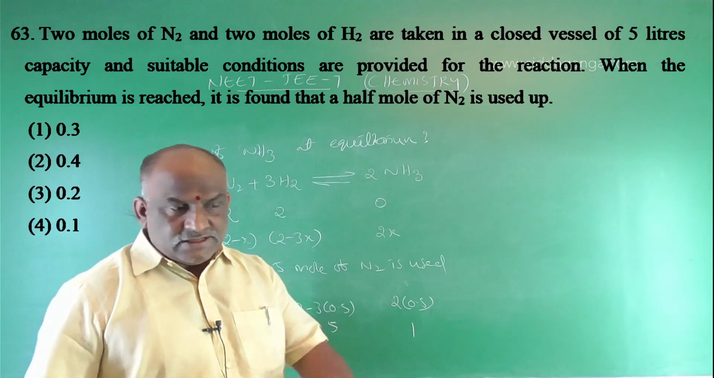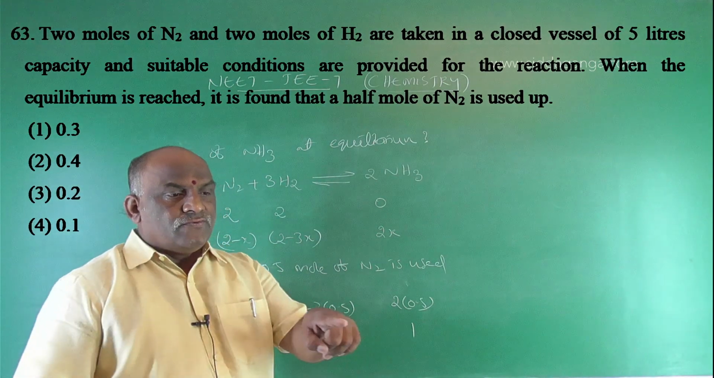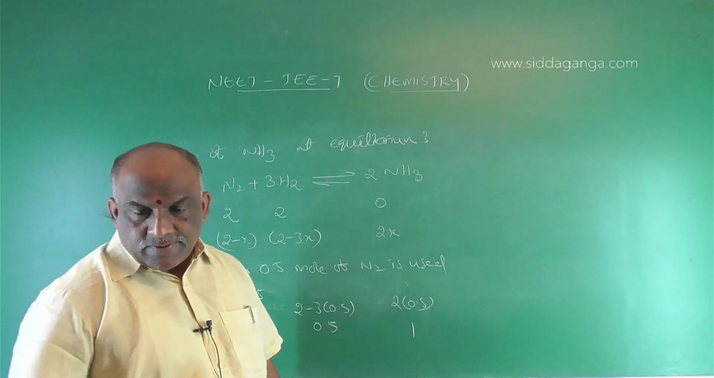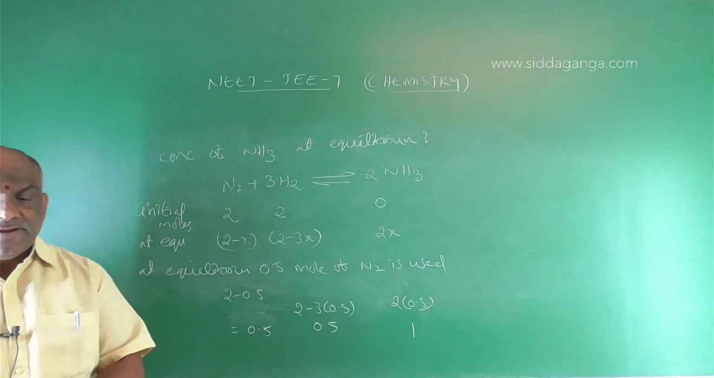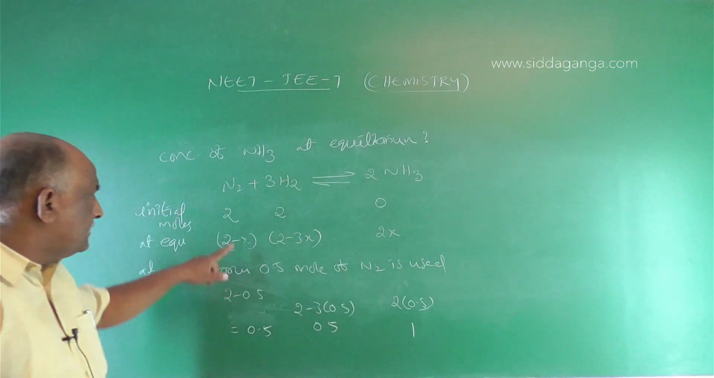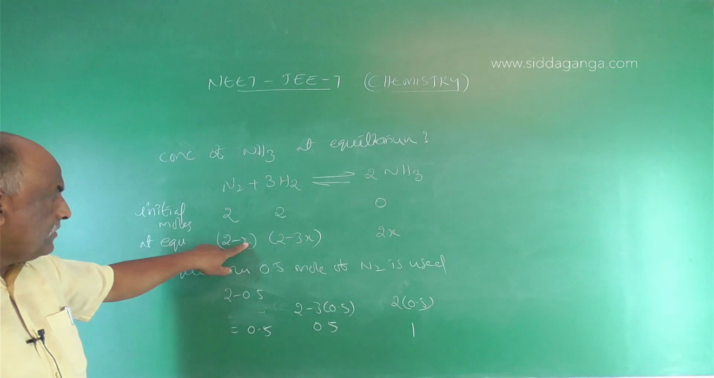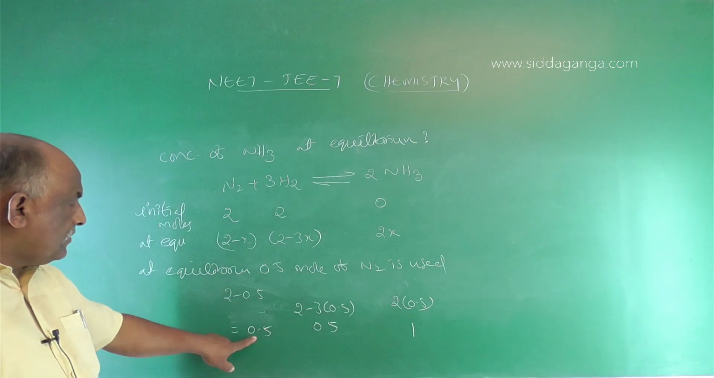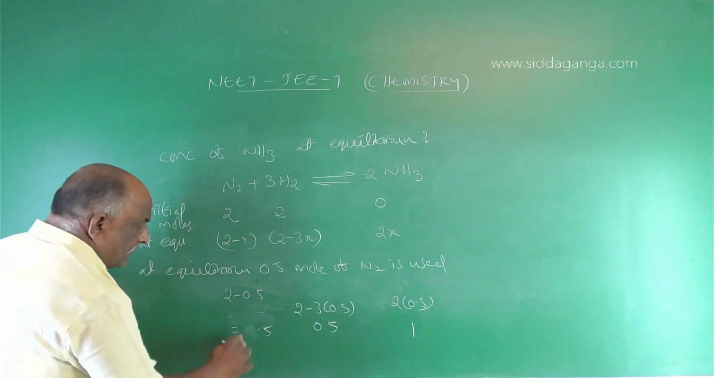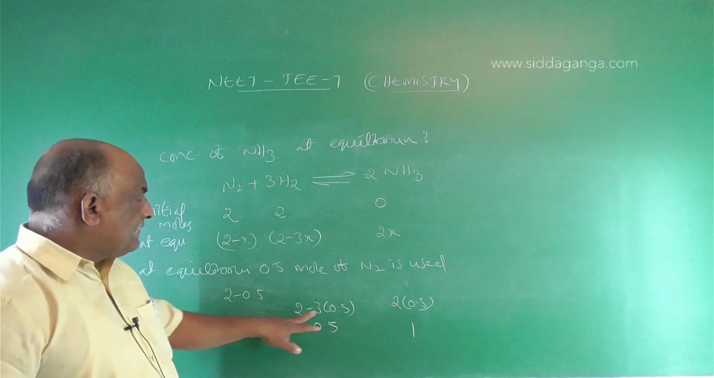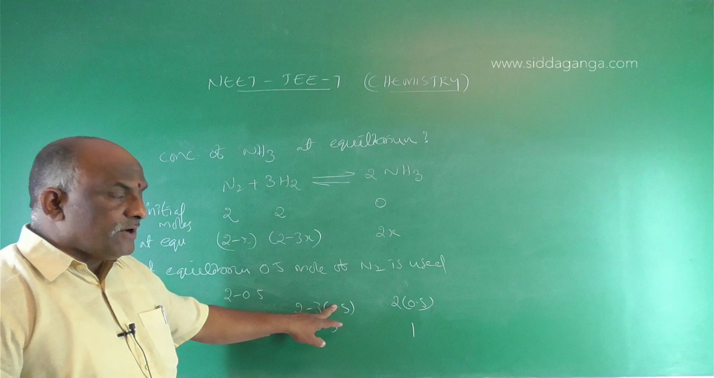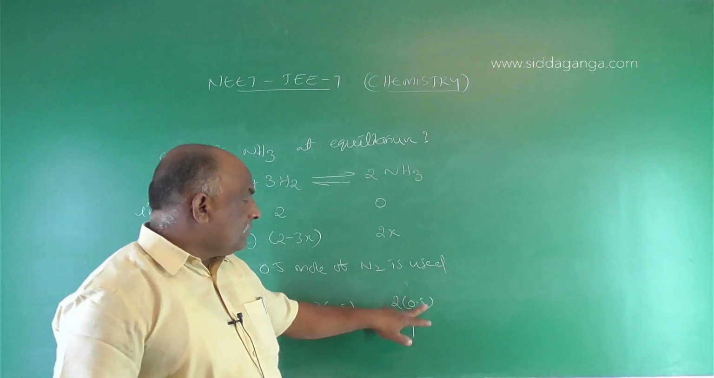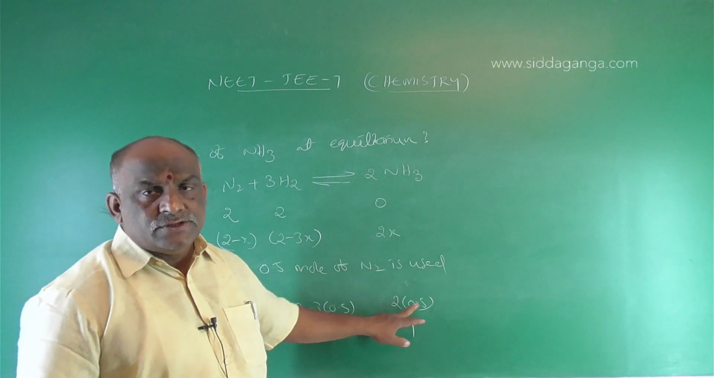Once you go through the text, last line, half mole of N2 is used up. Half mole of N2 is used up means N2 is used only half mole. That's why you should substitute x is equal to 0.5. 0.5 means nothing but 1 by 2. Then 2 minus 0.5 is equal to 1.5. 2 minus 3 into 0.5 means 2 minus 1.5 is equal to 0.5. And 2 into 0.5 is equal to 1.